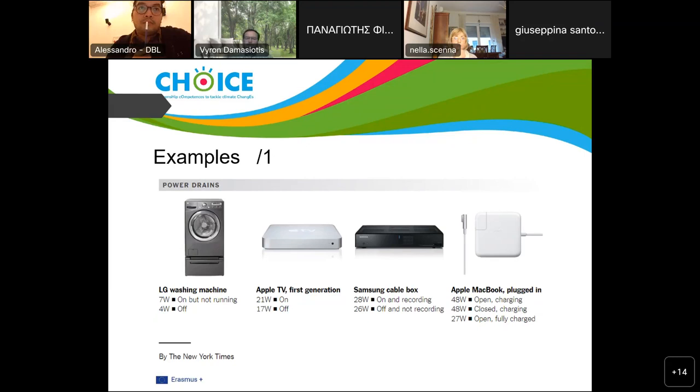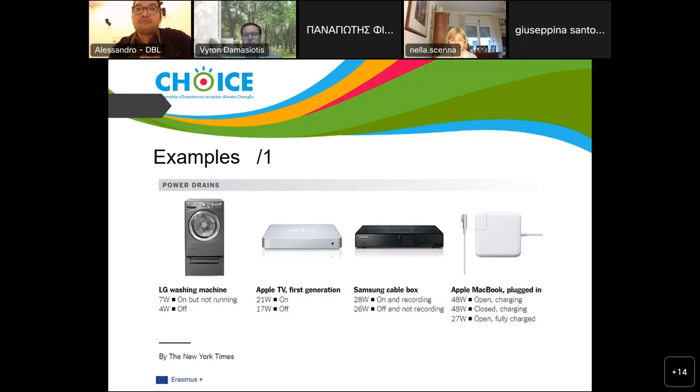Let's see some examples of such devices. For example, a washing machine had a 7 watt electric consumption when it was on but not running, and a 4 watt consumption when it was off. The first generation of an Apple TV had a 20 watt consumption when it was on and 17 when it was off.